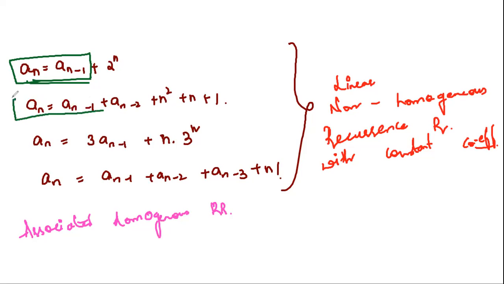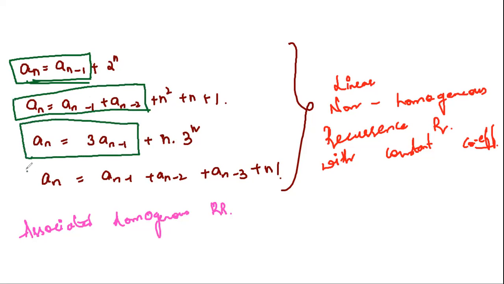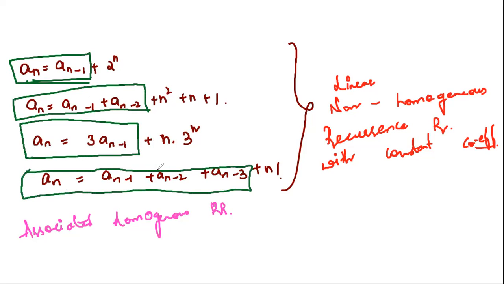Just let me draw this. And in the third case, you can identify this is the associated homogeneous recurrence relation. And in the final case, you have till an minus 3. By now, I hope you have understood the concept. Now, let's proceed to the solution of this kind of problem.